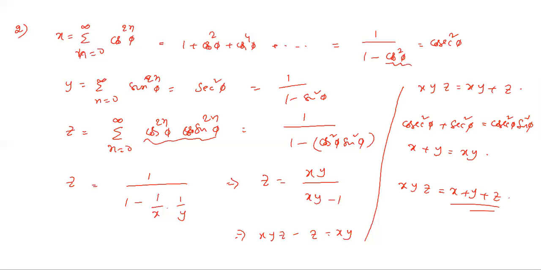Understand? After this, we already did it in a crossword problem. Only this is extra. So secant square theta plus cosecant square theta; if you write 1 by cos and 1 by sin, you will get this one. So a plus b equals ab for this. So x plus y you can write. So xyz equals x plus y plus z, you also get as an answer. Understand?